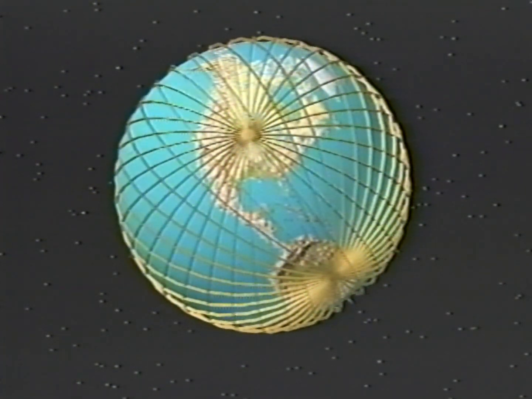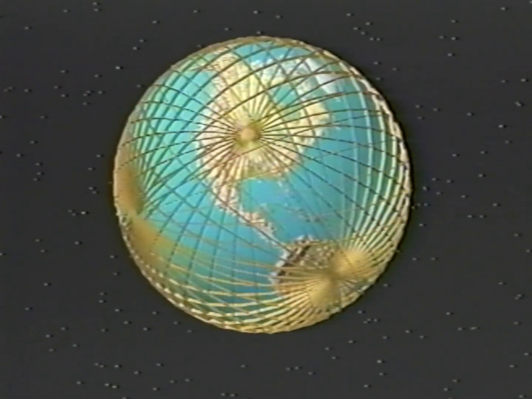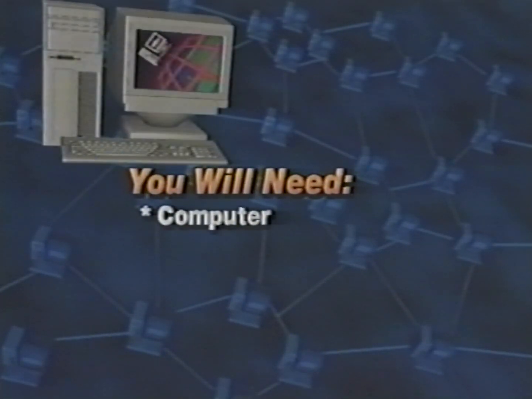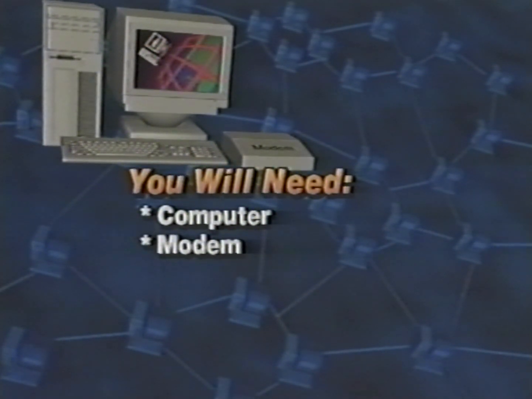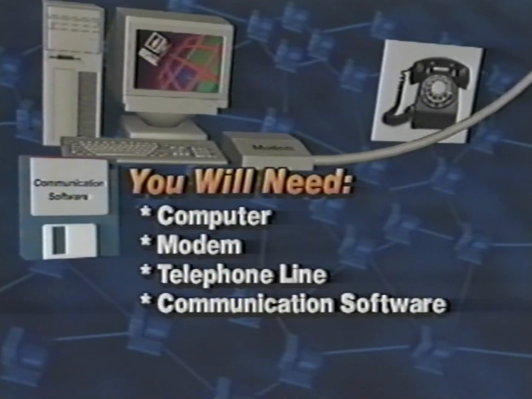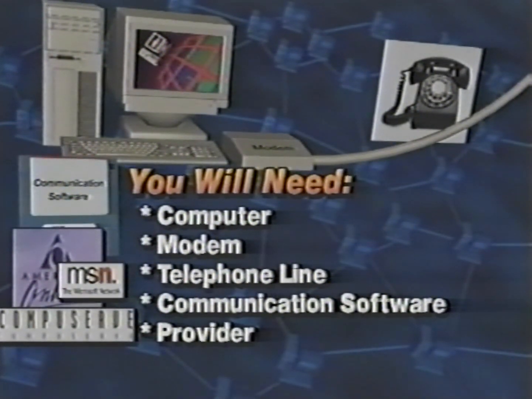We can just accept the fact that it does work, smoothly, easily, and seamlessly on a worldwide basis. Suzanne, let's start by listing the things we need in order to gain access to the Internet. The computer is the first item on the list. Your computer must have a modem that is connected to a telephone line. You'll also need data communication software and a provider to gain access to the Internet.